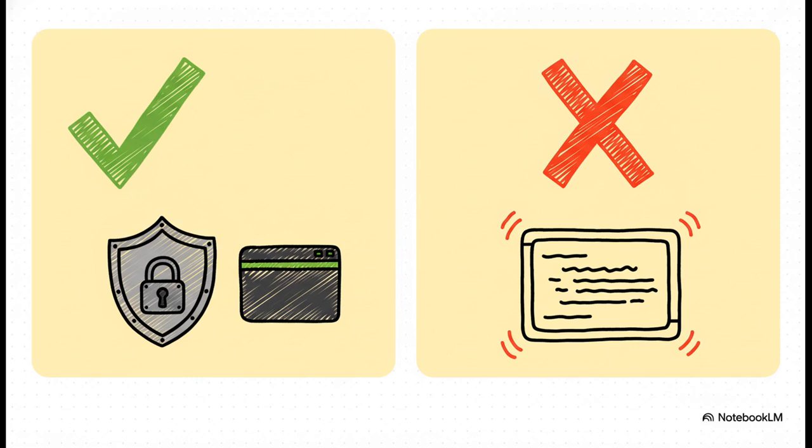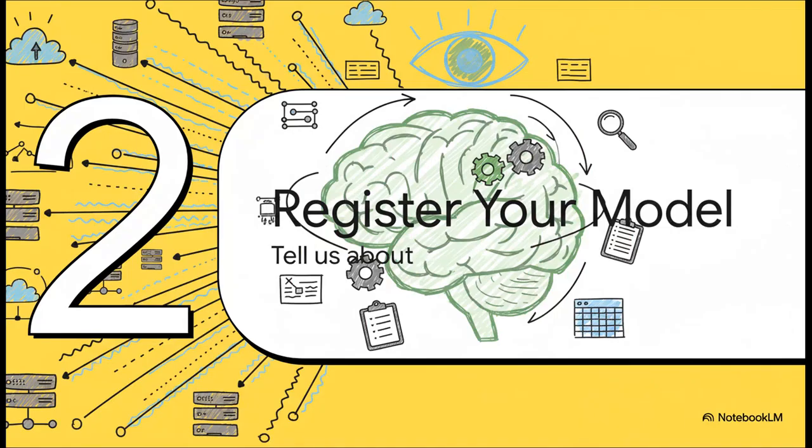Now, you could just paste the key directly in your code, but the much better way, the recommended way, is to set it as an environment variable. It's just way more secure and makes it a breeze to manage different keys for dev and prod down the line. Okay, so your environment is now connected to the platform. That's a huge step. The next logical thing is to tell WhiteBox AI what you actually want to monitor. So let's register your model.